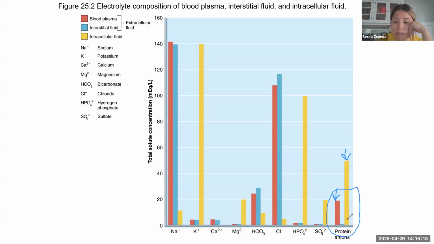But in that middle space, in the interstitial fluid, we really shouldn't have too much protein. There should not be protein in that middle area because we don't want fluid shifts into that middle area.